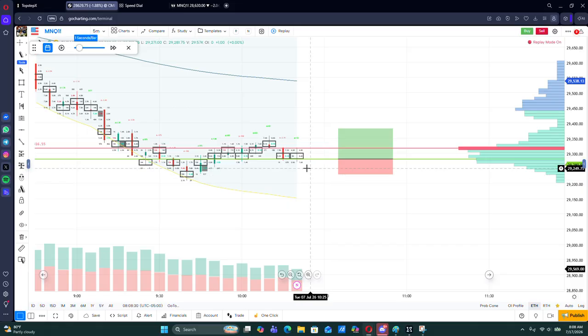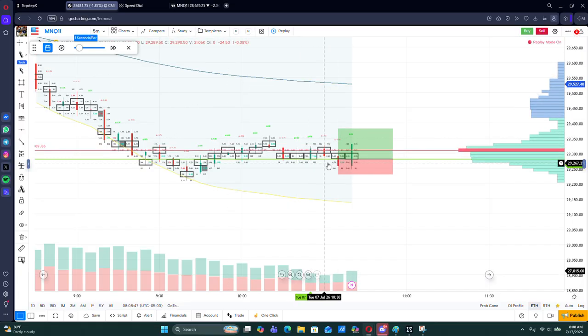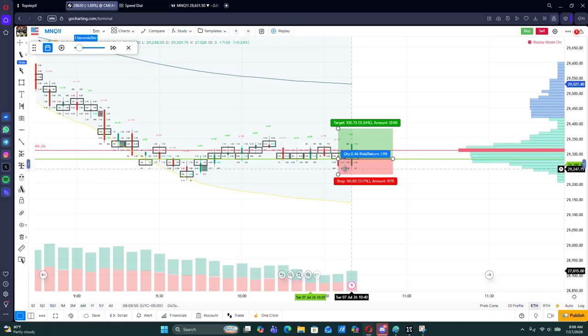But anyway, I got an imbalance here around the 80s. So just imagine there's a little gray box here. I think it was this candle here. Then I was waiting on a pullback, and as price pulled back, I took a long here.